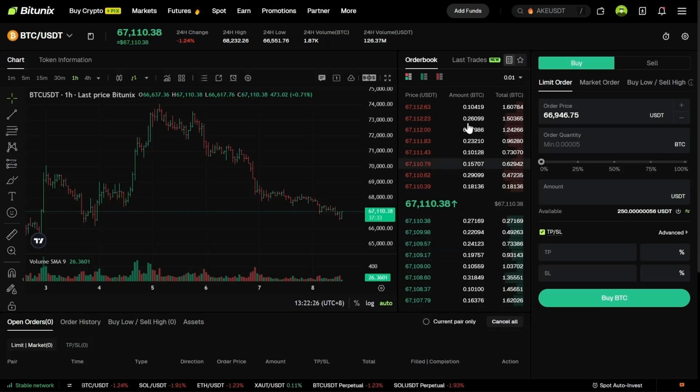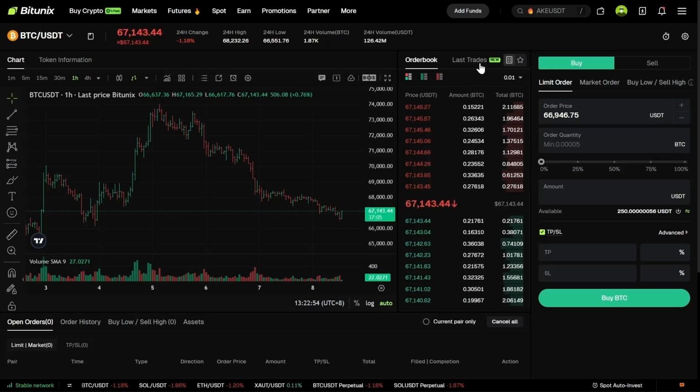On the right here, we have the order book. The order book shows all the current buy and sell orders on the exchange. The green is buy orders, where the red is sell orders. It helps traders see supply and demand at different prices.